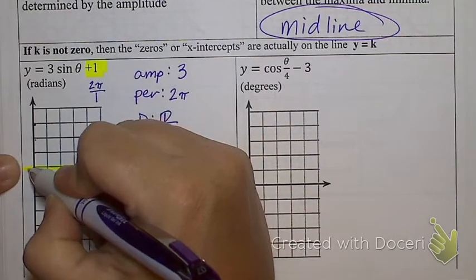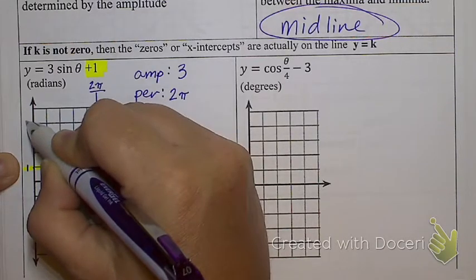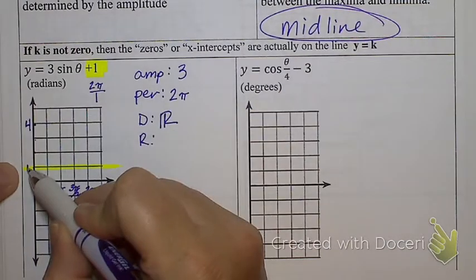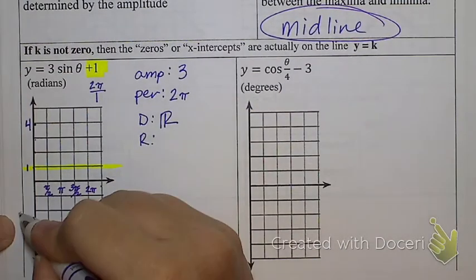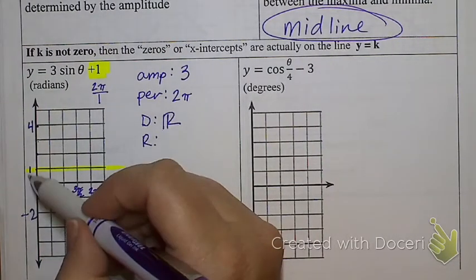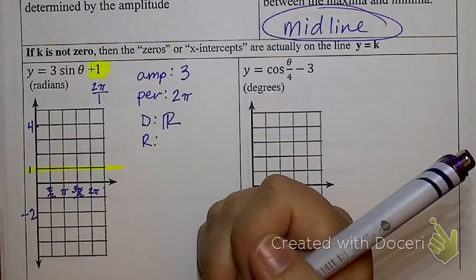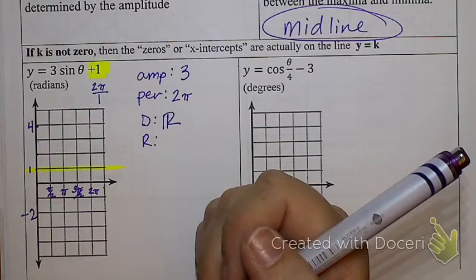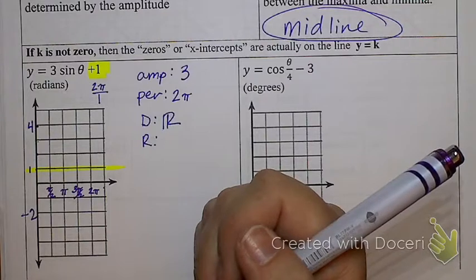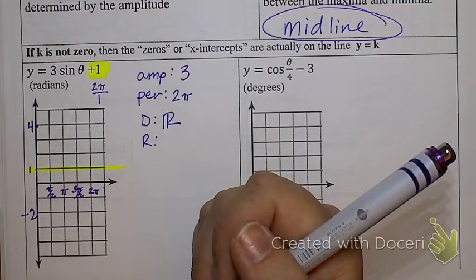So if this line is at 1, what is my maximum going to be? 4, because that's 3 above the line. What's 3 below the line? Negative 2. So the points I need to label are negative 2, your midline at 1, and 4. Does that make sense? It's not going just from 3 to negative 3 anymore because we're shifting it up. It's going from whatever 3 above that midline is to whatever 3 below that midline is.